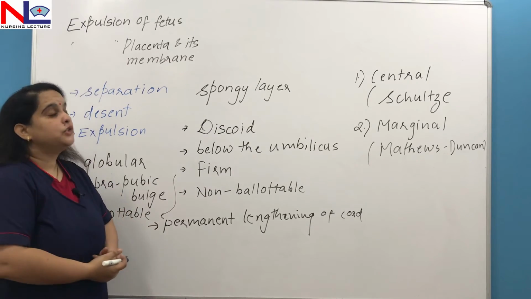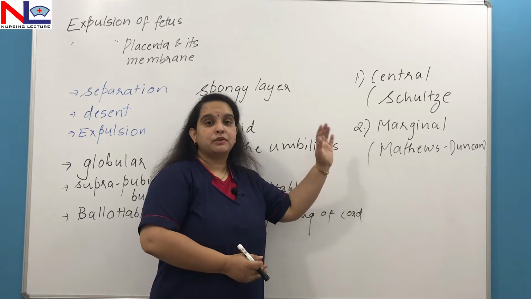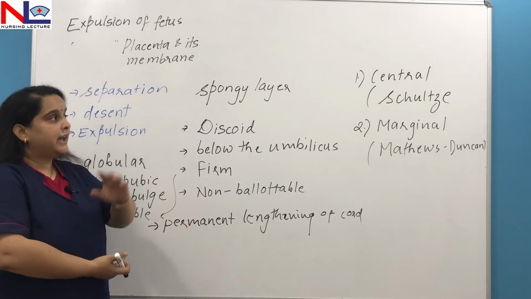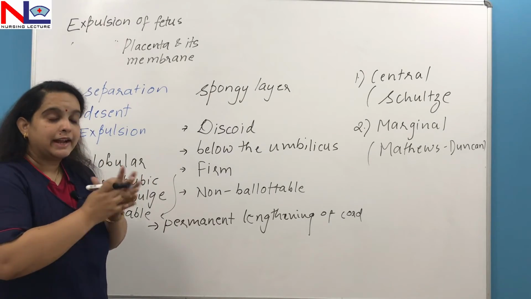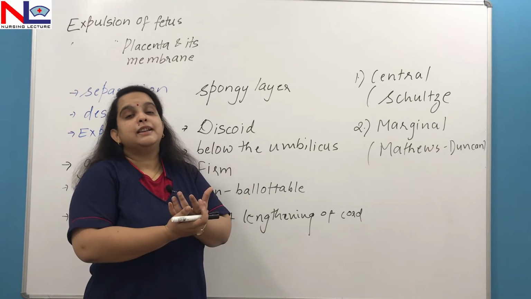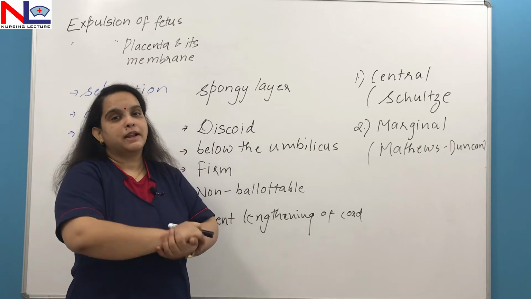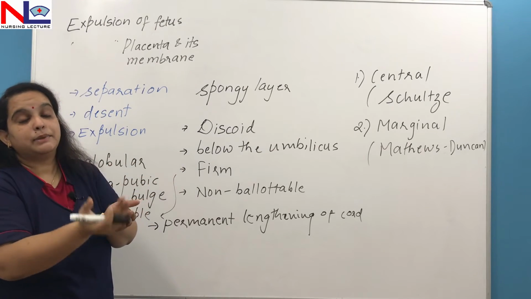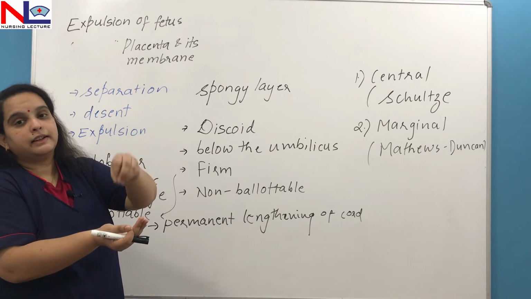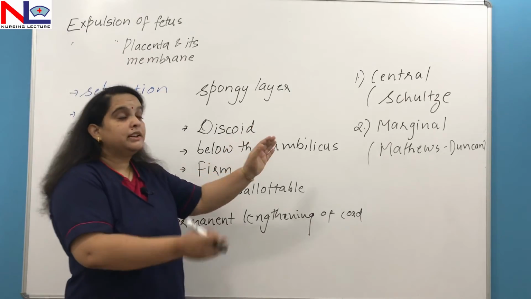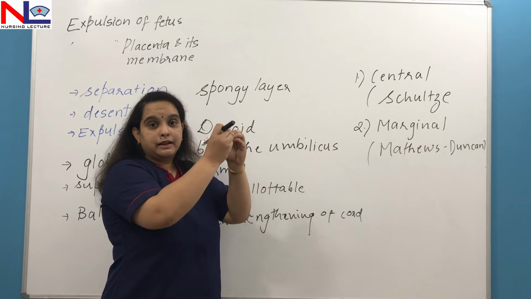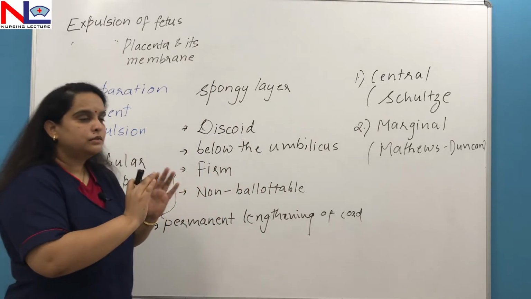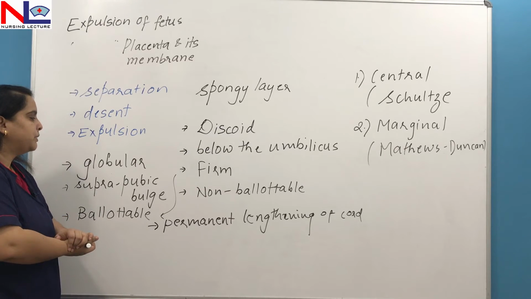This gush of bleeding could be seen in the marginal separation once the placenta separates completely. In the central type it is not that much bleeding, because the bleeding is just accumulating behind the placenta, right? The placenta is bending, so blood is collecting behind this placenta. But in marginal there is a gush of bleeding. Once the placenta separates, the bleeding immediately comes out, right? So that could be seen in a marginal separation.